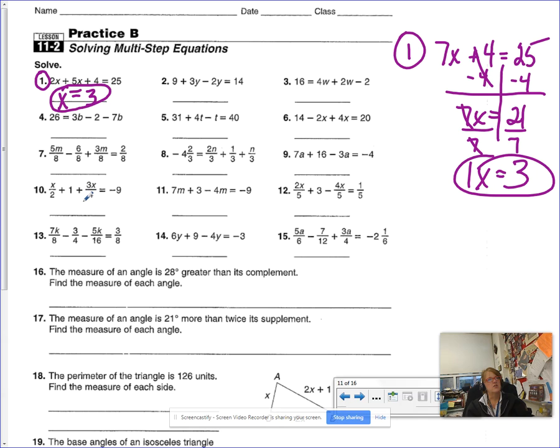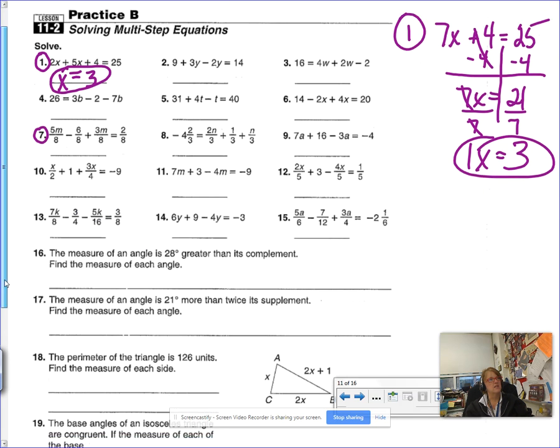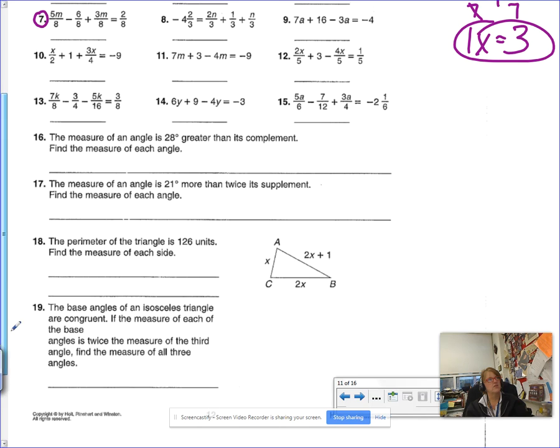All right, let's do one more together. And I want to do number 7 because it has fractions. What? You're going to need another piece of paper because with all the fractions, it's just kind of something. Let's copy it down. And you know what? I write really big. I'll just make it fit here. 5m over 8 minus 6 over 8 plus 3m over 8 equals 2 over 8. Hot diggity dog. Everything has eighths.